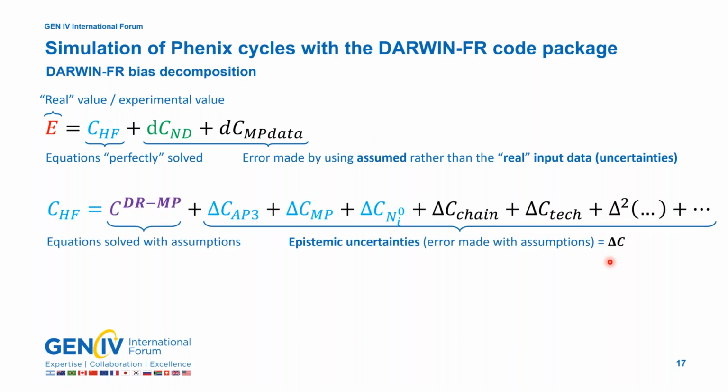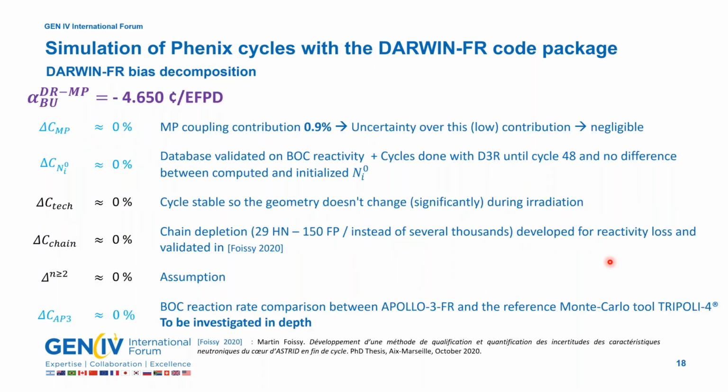We have our best estimate modeling that is based on several assumptions. And each of these assumptions will induce an error on the calculated value. So we need to estimate this error. In fact, those errors from assumptions inside the computational tool are called epistemic uncertainties. And bias decomposition is the process of estimating the epistemic uncertainties. For that, we need to list every assumption that we have made and to directly or indirectly estimate the impact of such hypothesis on the reactivity loss coefficient.